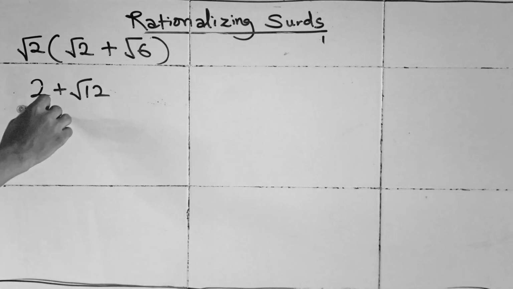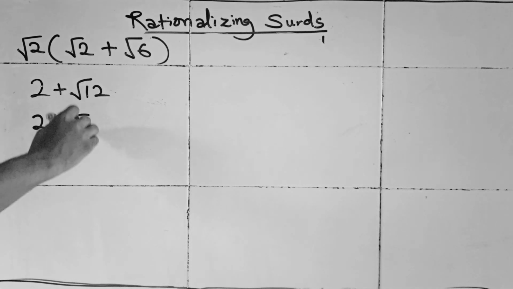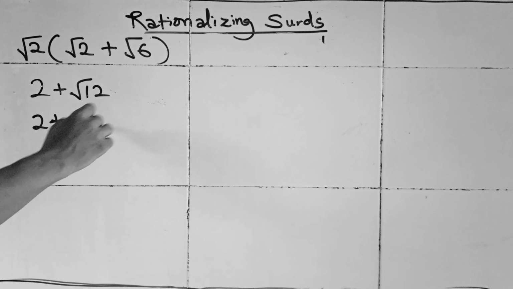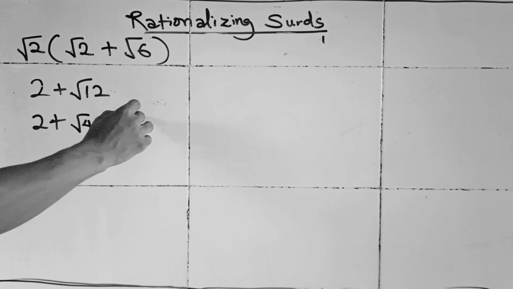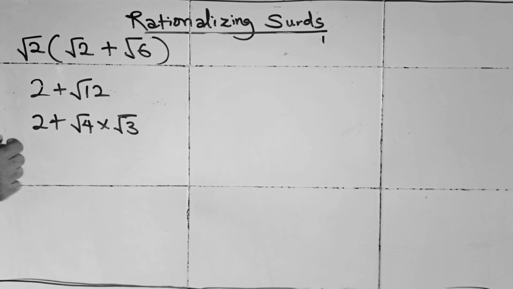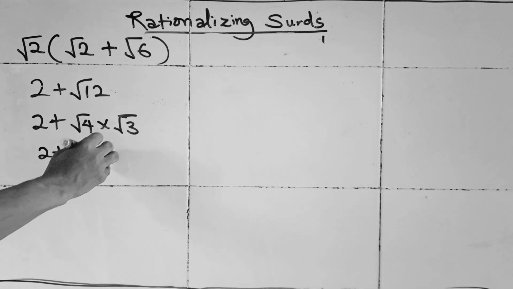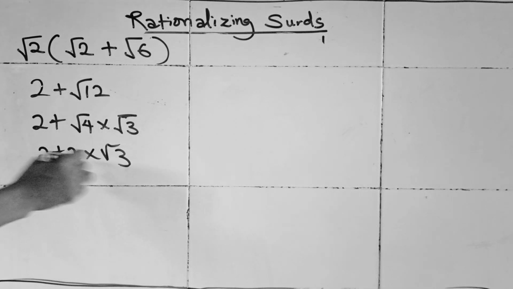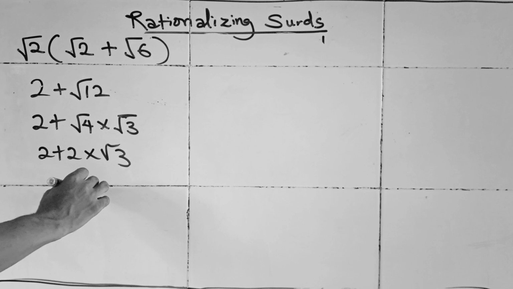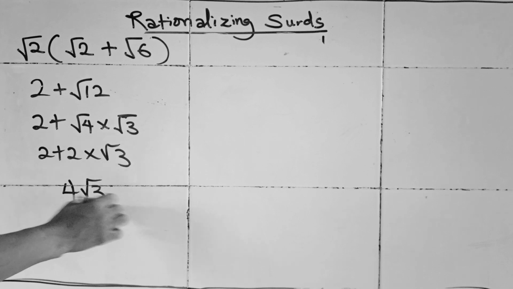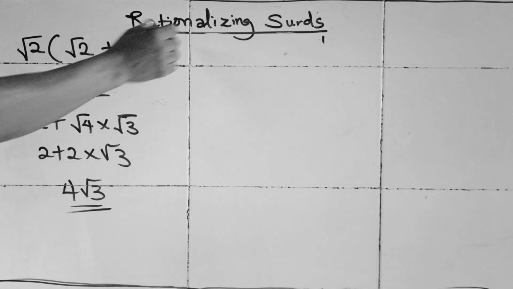We can expand it as 2 plus root 4 times root 3, because 4 is a perfect square. You understand? So when we find the square root of 4, it will now be 2 plus 2 times what? Root 3. So 2 plus 2 is what? 4. So your final answer will be 4 root 3. Did you see it now? Let's answer that question.